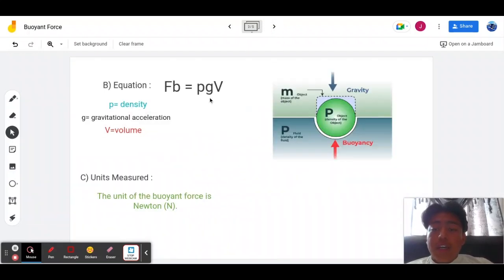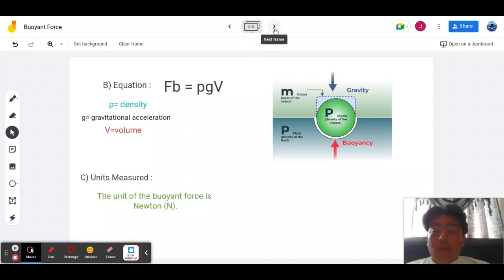Next, the equation. The equation of buoyant force is the density, P, which is the density of the fluid, or water in most cases, times gravitational acceleration, which is just the regular 9.8 meters per second squared, times the volume. Volume is the displacement of the fluid after the object is put in the fluid. Lastly, when we're solving for buoyant force, its unit is measured in newtons.